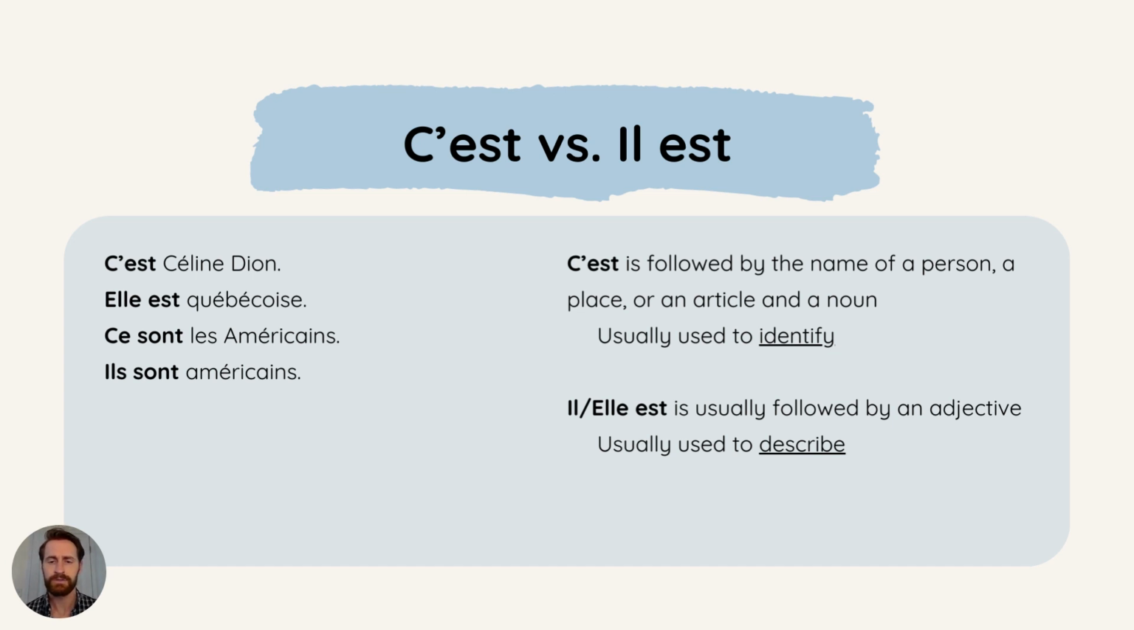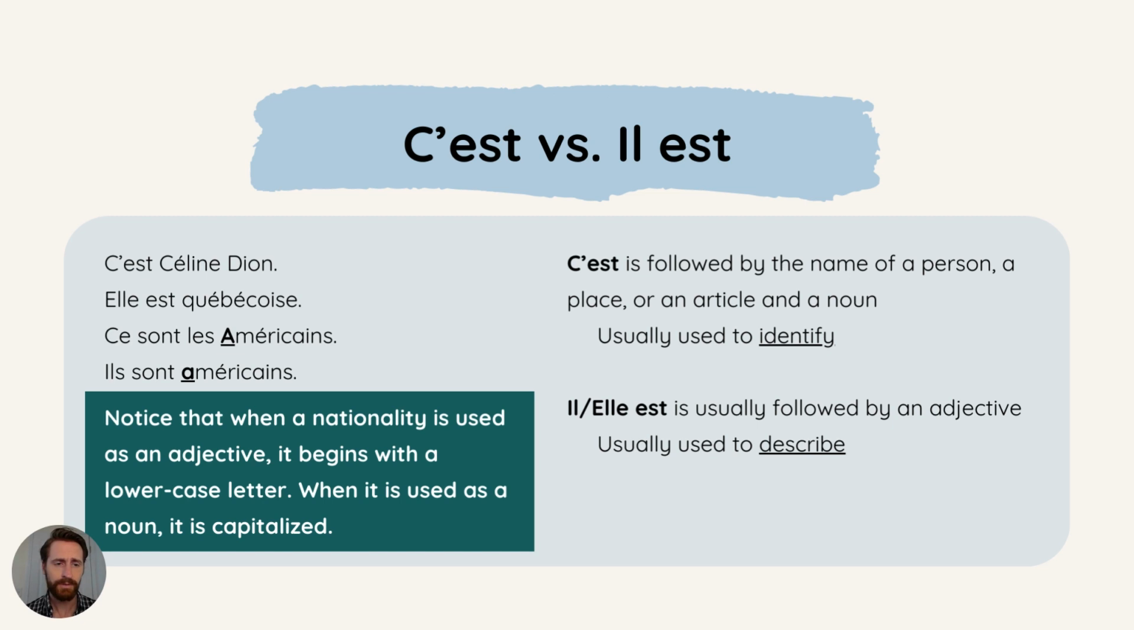It's not super complicated, so I'm not going to spend too much time on it. But one thing that I do want to point out is notice that when a nationality is used as an adjective, it begins with a lowercase letter. When it's used as a noun, it is capitalized. So anytime we're talking about a group of Americans, we'll capitalize it because it's being used as a noun, but as an adjective, it's lowercase.